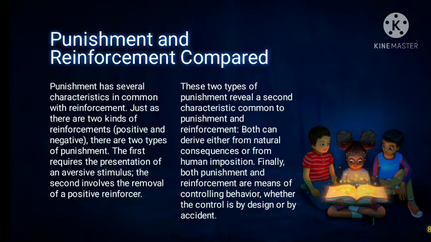These two types of punishment reveal a second characteristic common to punishment and reinforcement. Both can derive either from natural consequences or from human imposition. Finally, both punishment and reinforcement are means of controlling behavior, whether the control is by design or by accident. So reinforcement and punishment have two kinds or types. They have the same characteristics, derived from natural consequences or the involvement of humans, and these two are means or gamiton to control a behavior.